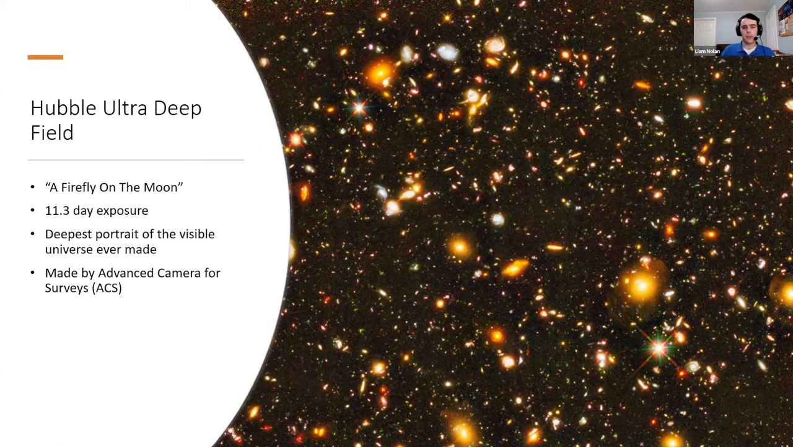Roger Windhorst likes to make the comparison that the brightness of some of the things that we're talking about is like if you could see a firefly on the moon. It's that dim. And these galaxies are all over the place in our universe. And these are some of the things that we're really interested in in our research group. And we're going to come back to this in just a minute.